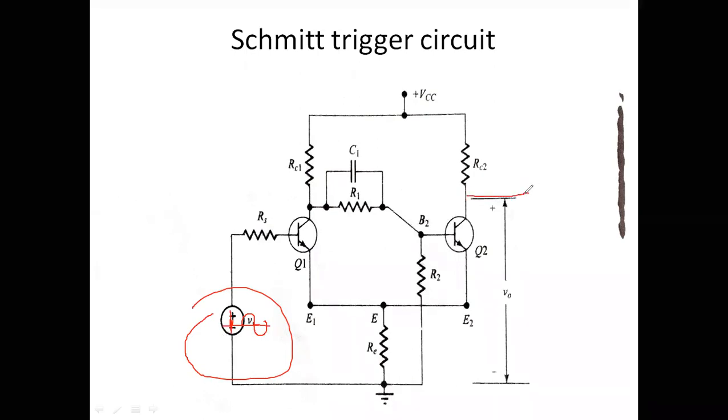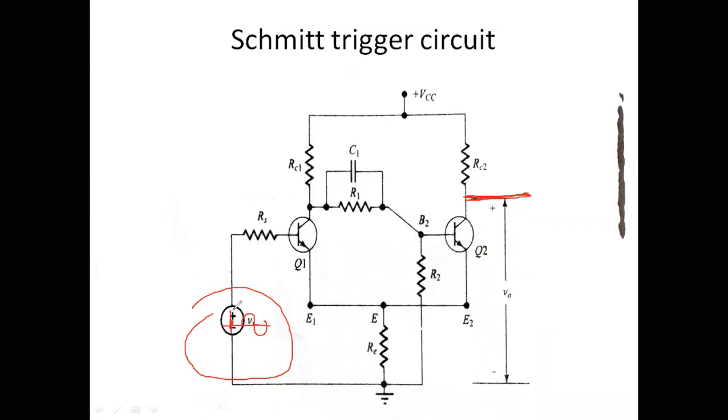We are going to collect the output from the second transistor. Output is taken from the second transistor. For the base, you can treat it as a triggering pulse. Whatever it may be, we have to apply an input waveform to the base of the first transistor. Now we will see what happens.